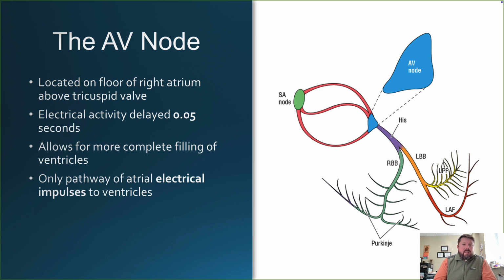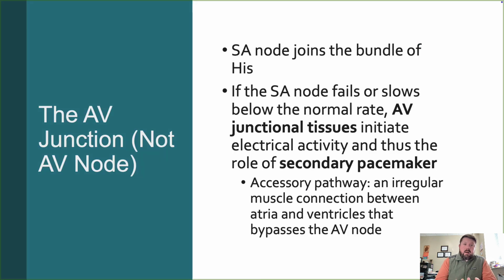It should be the only pathway of atrial electrical impulses to the ventricle. So the AV junction, not the AV node, is going to be just below the AV node.